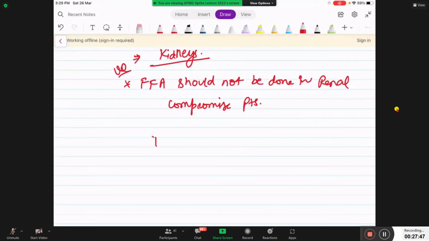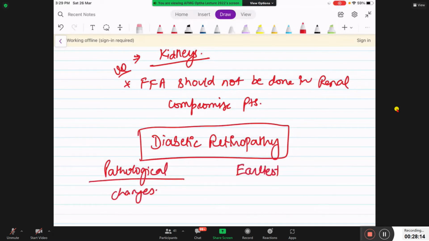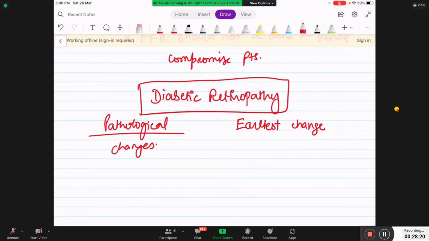Now next heading, write down. Very important topic, diabetic retinopathy. Write down the pathological changes. Pathological changes seen in diabetic retinopathy. If they ask you which is the earliest change in diabetic retinopathy, then the answer is loss of pericytes. Important question.